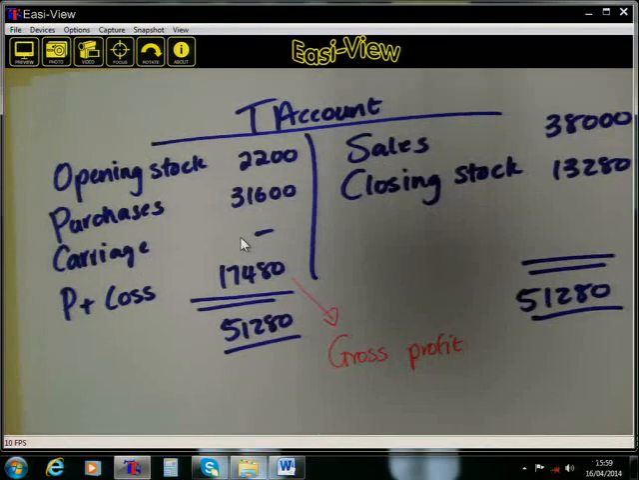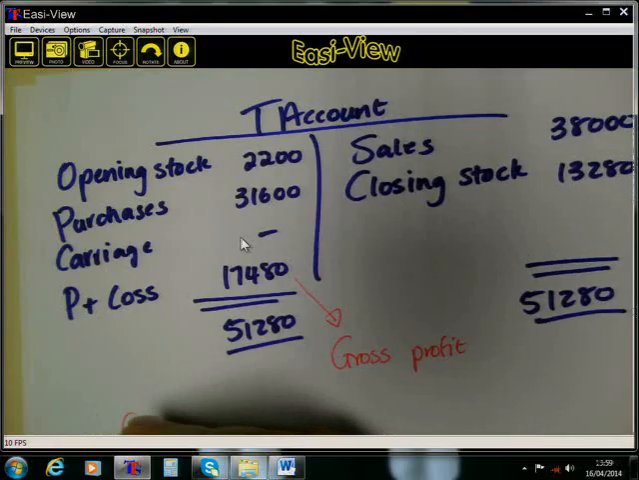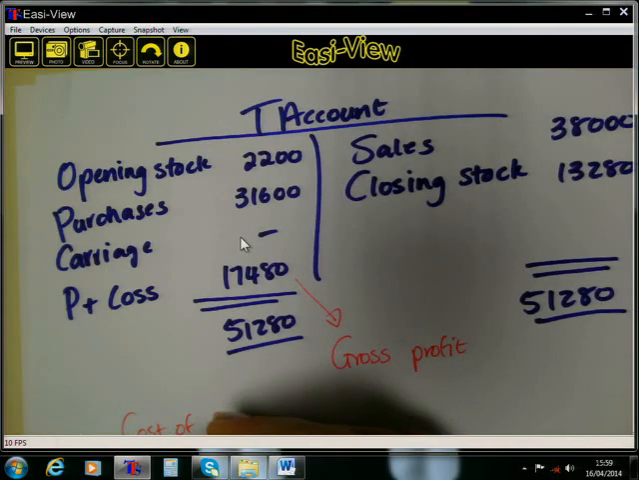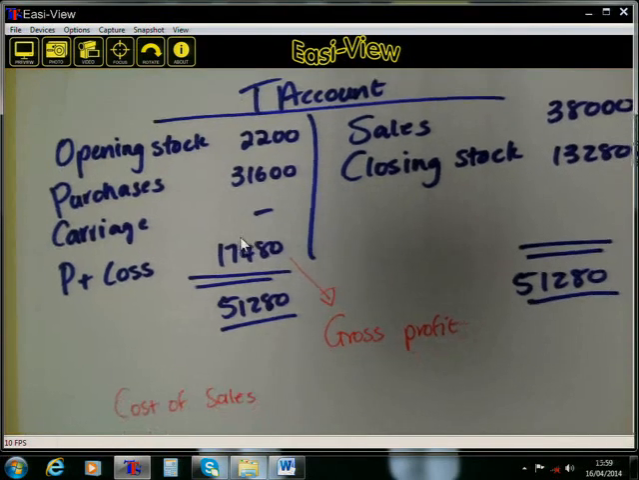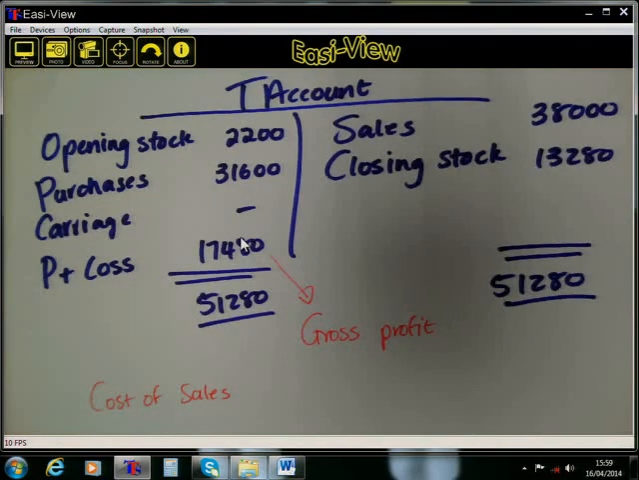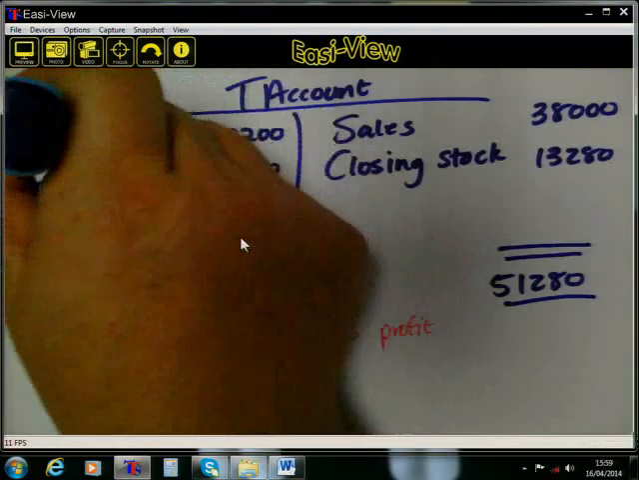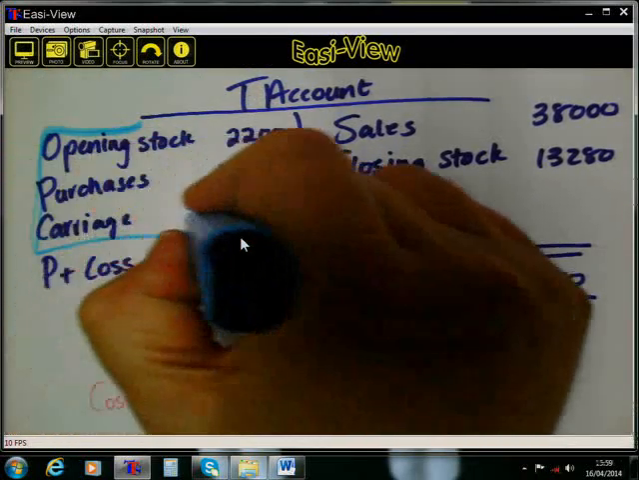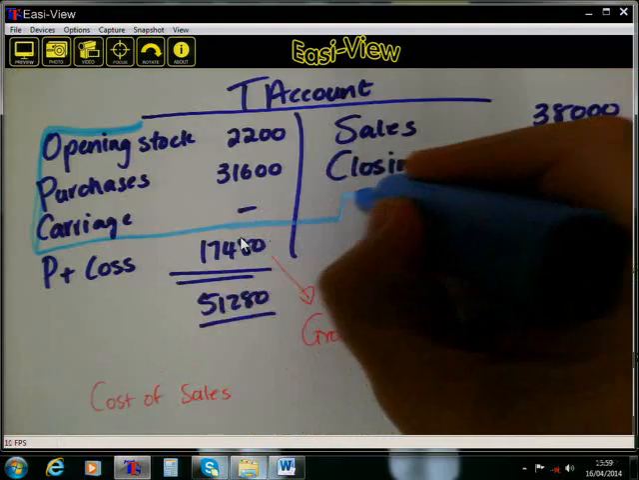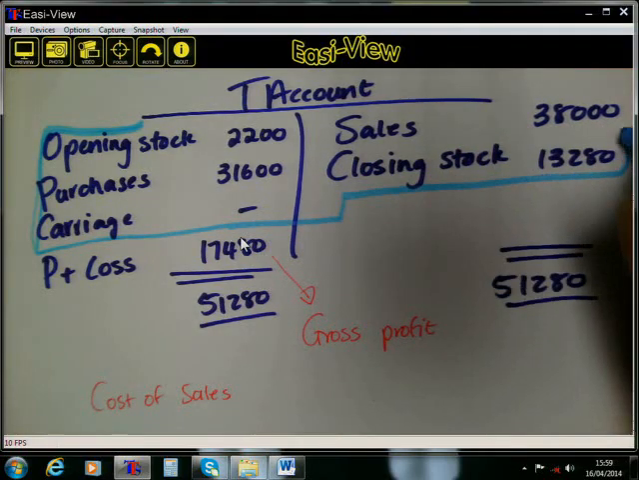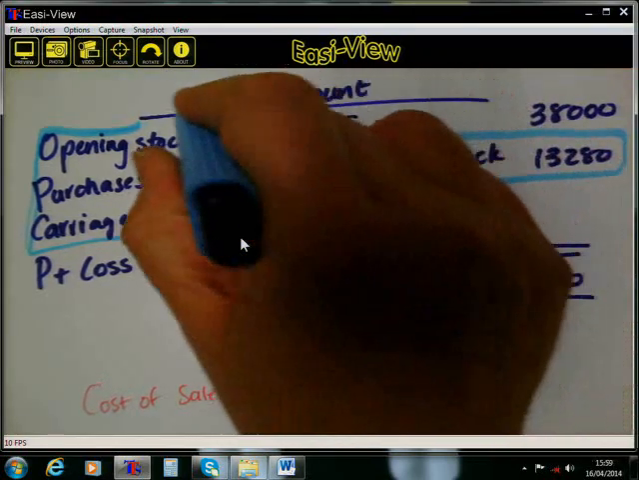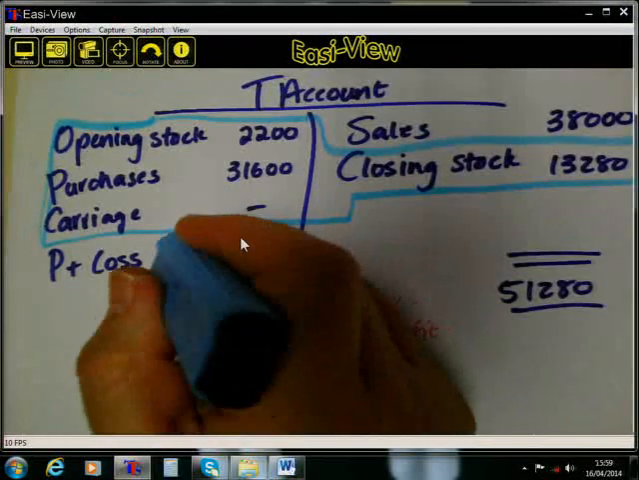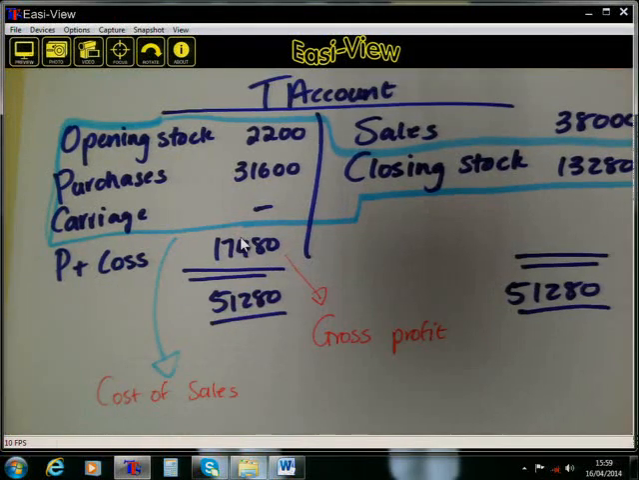Next question. What is your cost of sales? Your cost of sales is everything except the profit and loss and the sales. So let's do it again. There you go. And there you go. There's your cost of sales.